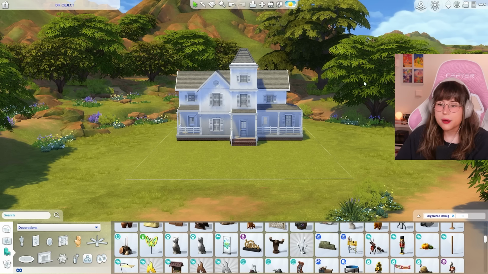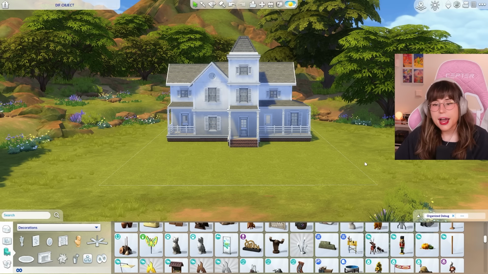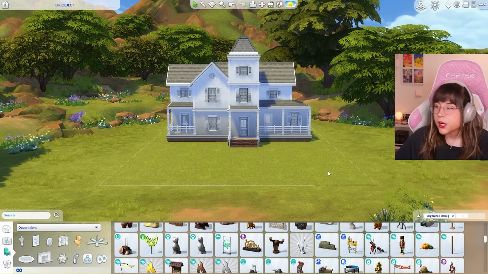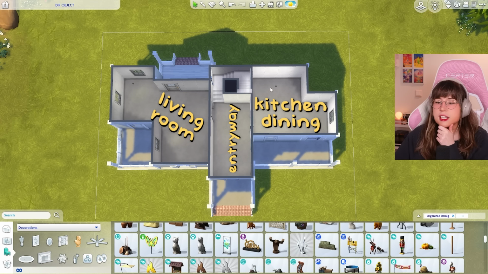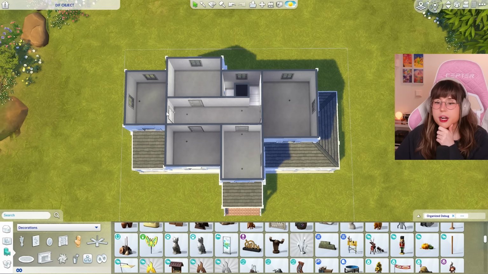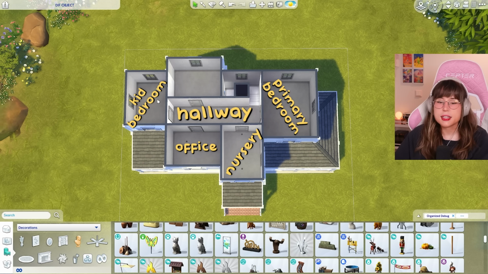And for the challenge, we have this house over here. And as you can see, I've already made a house because I've had this house for a long time, but I never know what to use it for. So I thought this is the day we're gonna use this house. And I'm kind of worried. And for the inside, we also got an entryway, a living room, a kitchen and dining. And then on the second floor, we got a hallway, a primary bedroom, a nursery, an office, a kid bedroom, and a bathroom. Boom. That is our layout, people.